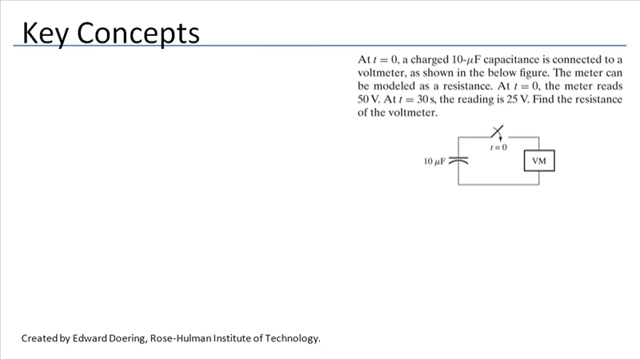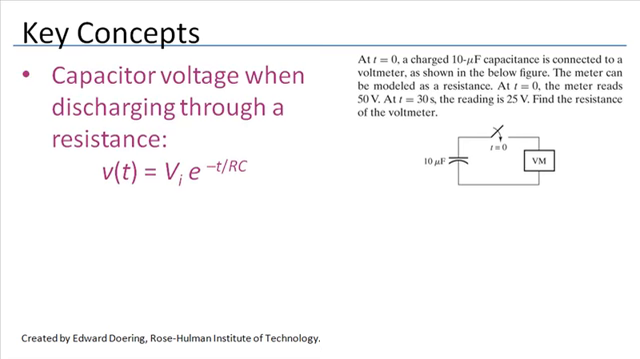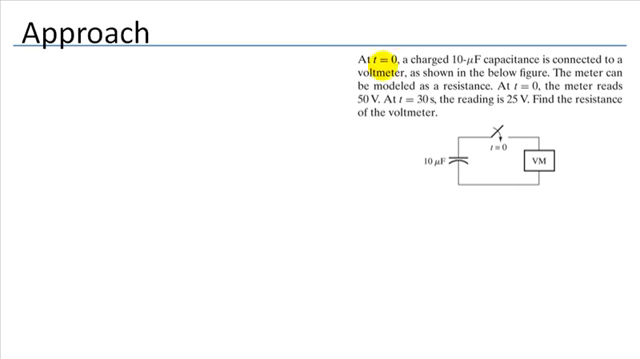In this problem, we will use an experiment with a capacitor and a switch to measure the resistance of a voltmeter. Important concepts we will need include the capacitor voltage when discharging through a resistance. This has the form of an exponential decay.